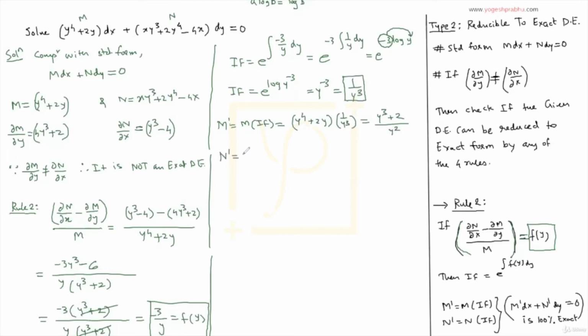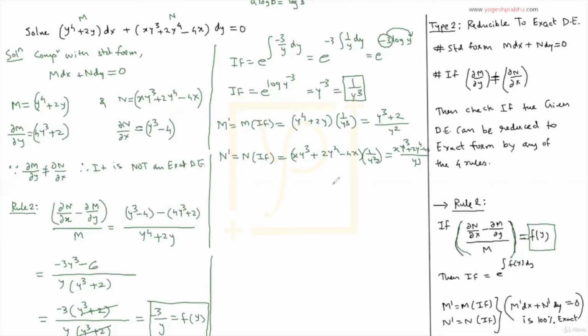Next we'll find n dash. N dash is going to be n into IF. Let's do the same steps here. The value of n can be found here. So n is x y cube plus 2y raised to 4 minus 4x. This n times IF is going to be 1 divided by y cube. We can just write it like this: x y cube plus 2y raised to 4 minus 4x divided by y cube. So we got m dash and n dash.